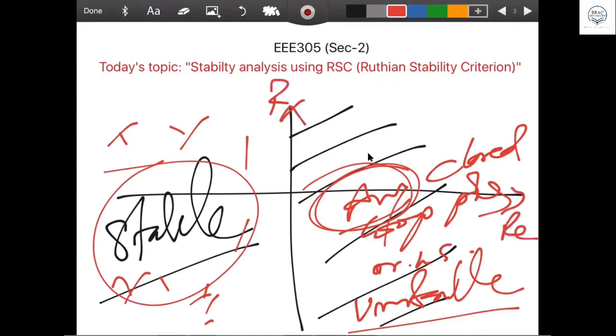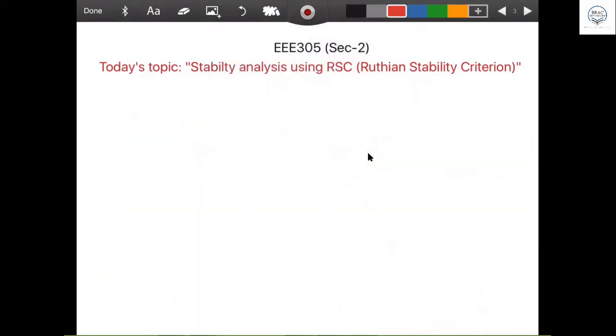Based on that information, we are going to apply the Routh stability criterion on the system and then determine system stability. That's today's class. So let's go with this.